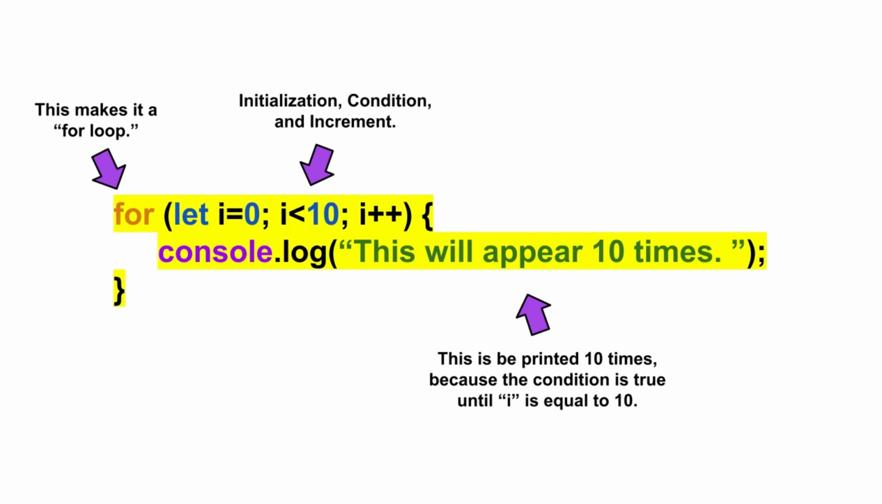To write a traditional for loop, first write the for keyword. Then write a set of parentheses after writing the for keyword. There are three arguments we put in the parentheses. First is initialization, then is condition, and third is increment. In JavaScript, when writing a for loop, we need a counter to keep track.